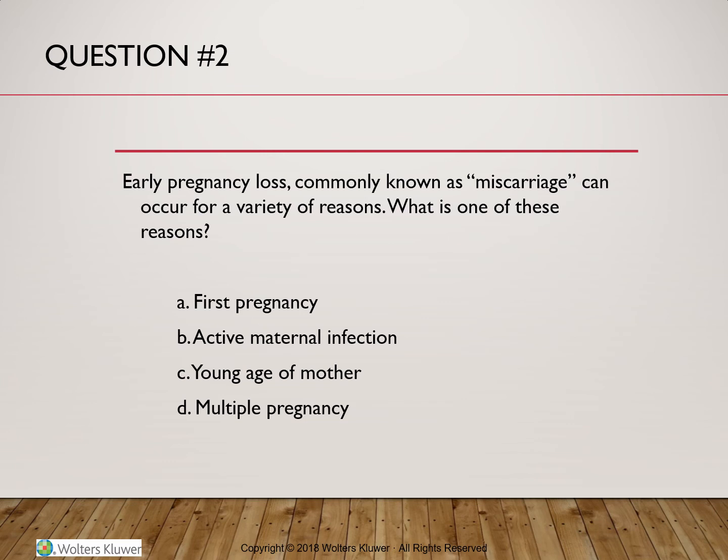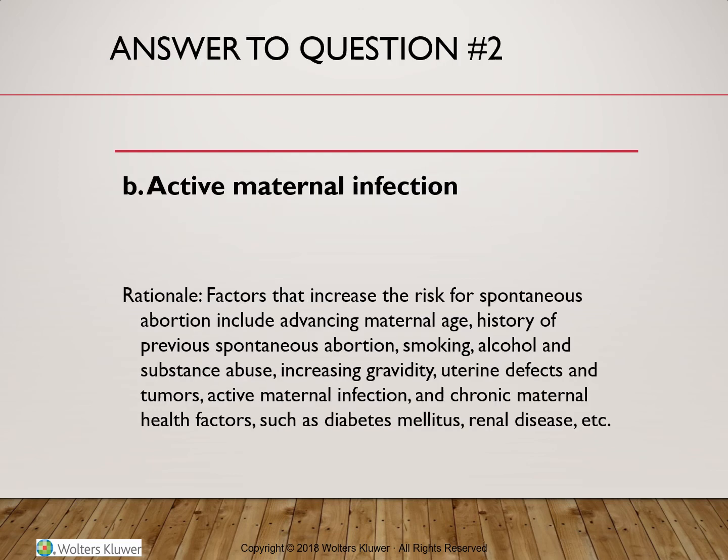So early pregnancy loss, commonly known as miscarriage, can occur for a variety of reasons. What is one of those reasons? First pregnancy, active maternal infection, young age of mother, or multiple pregnancy. The correct answer is active maternal infection, which is one of the factors that increase the risk for spontaneous abortion.